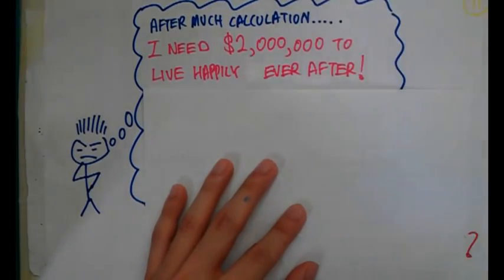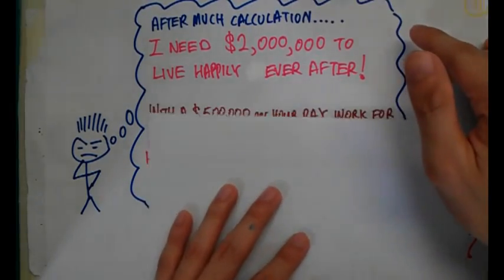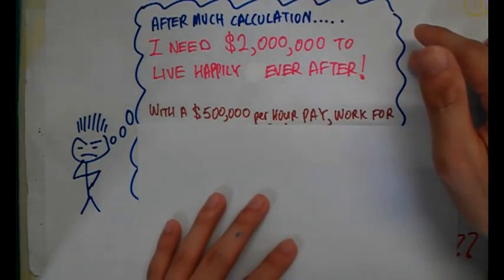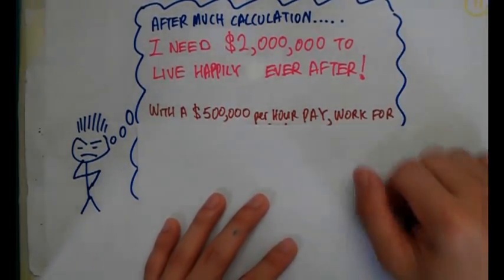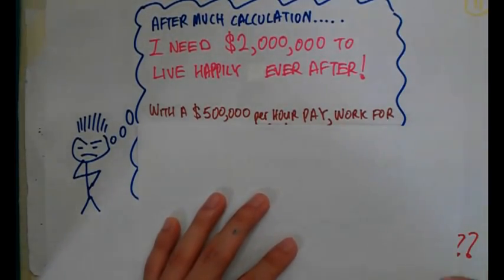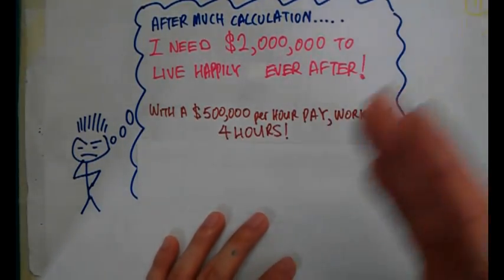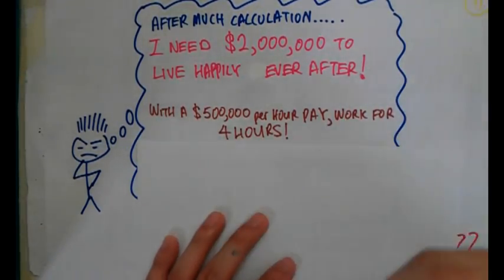Now I'm going to come over to you. I'm a business owner. I'm going to tell you, listen, I'm going to pay you $500,000 for 1 hour. Wow, damn good deal, right? If I pay you $500,000 per hour, how long would you want to work? I hope you said 4 hours, because 4 times $500,000 equals 2 million.